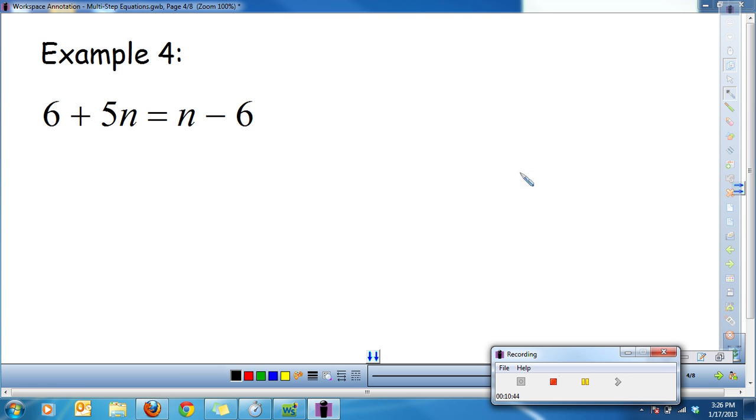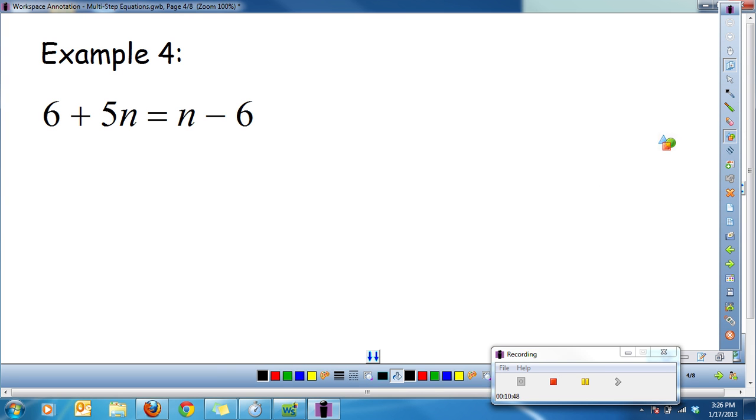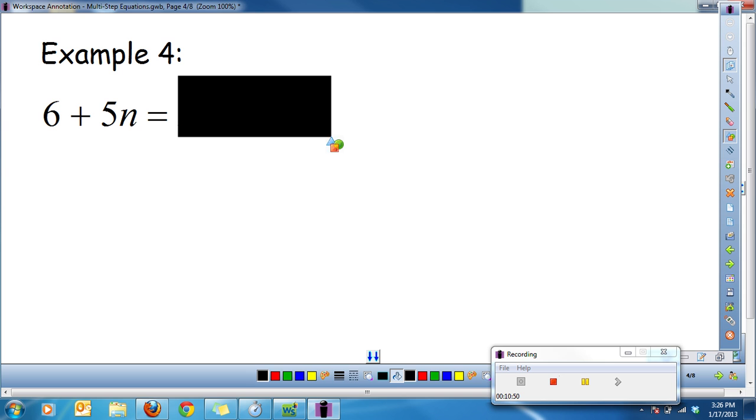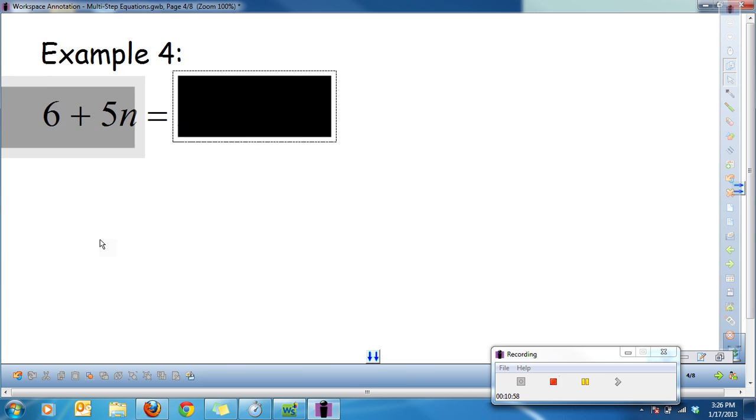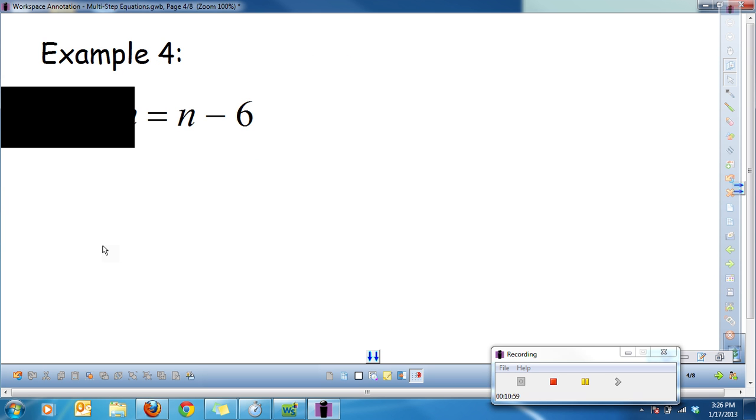Alright, now let's do a problem that's a little bit different. We're still going to use the same strategy though. So first we're going to ask ourselves, are both sides simplified? Alright, is the left-hand side simplified? Yes, these are not like terms. Is the right-hand side simplified? Yes, these are not like terms.